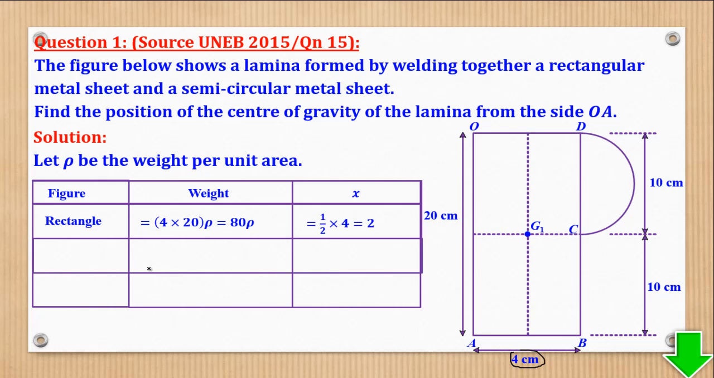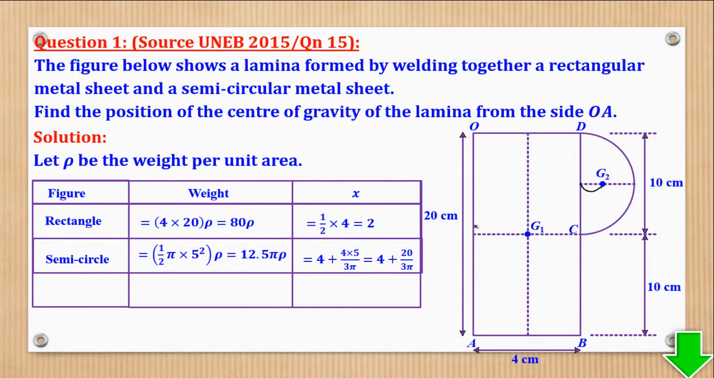Then another shape will be a semicircle. Semicircle area is a half pi r squared times rho to give you 12.5 pi rho. Then the center is along this, so that is from here to here, it is 3 pi, is it 3r or 4r over 3 pi? 4r over 3 pi, okay?